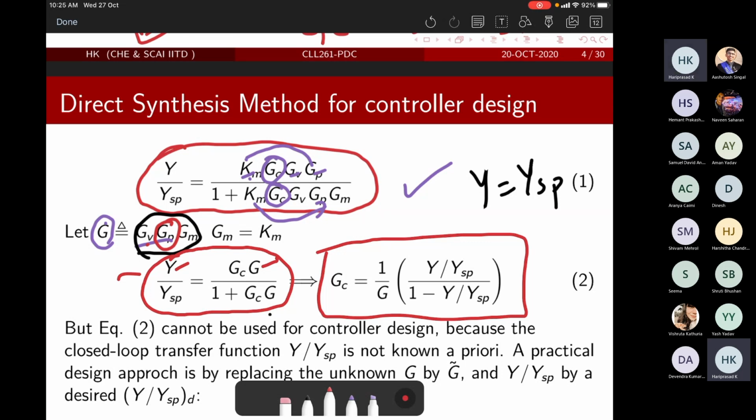Okay, 1 by G we know, which is the product of all of this. y by ysp is something that we need. So it is now very nice. Did you isolate? You isolated everything.